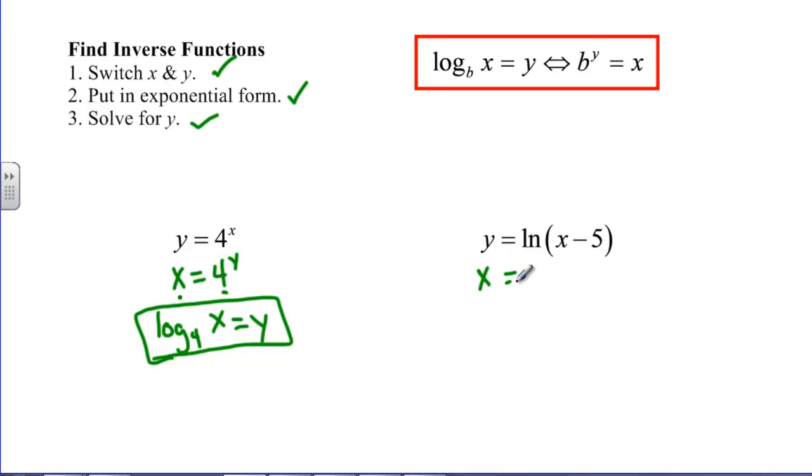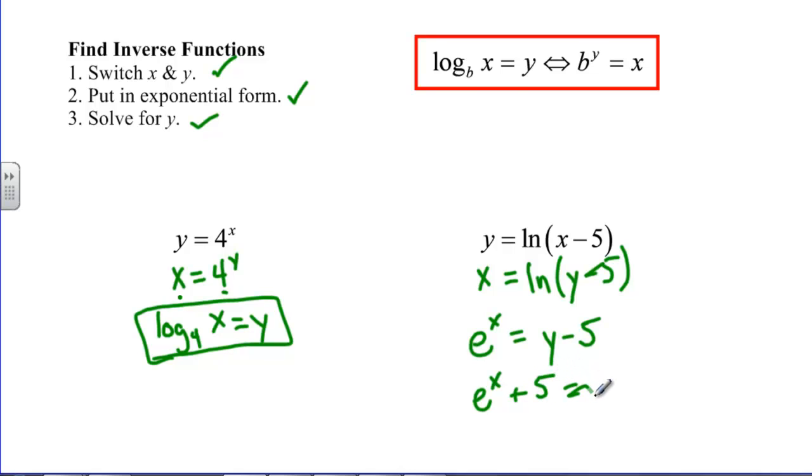Here, if I switch x and y, I get x equals natural log of y minus 5, put in exponential form. Now remember, our base is e here. We don't write it, but e to the x equals y minus 5. And then we got to add 5 to both sides. E to the x plus 5 equals y. And that's our inverse function.